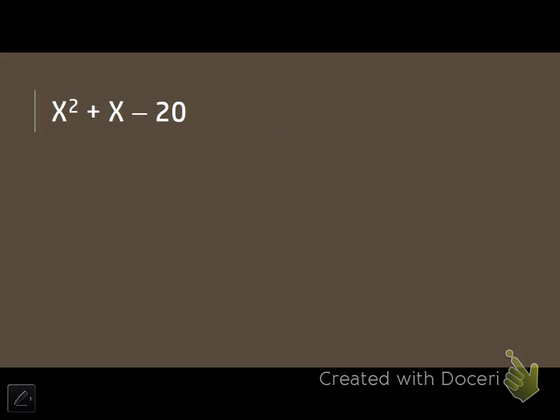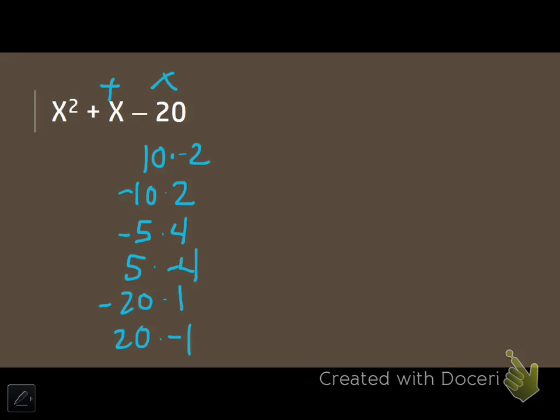Okay, now I'm not giving you anything. So I need to see what multiplies to get me negative 20, but adds to get me a positive 1. So we got 10 times negative 2, negative 10 times positive 2, negative 5 times positive 4, 5 times negative 4, negative 20 times positive 1, 20 times negative 1, and that is all I can think of right now.